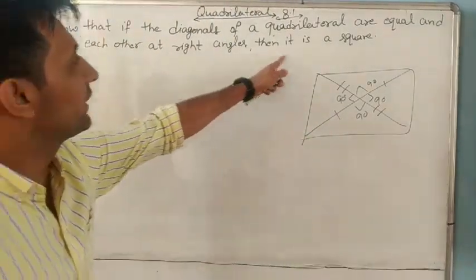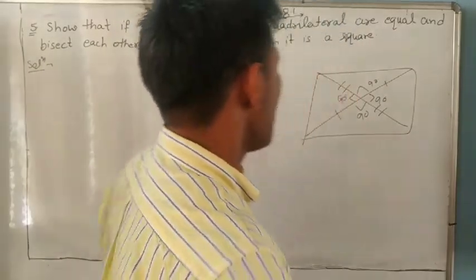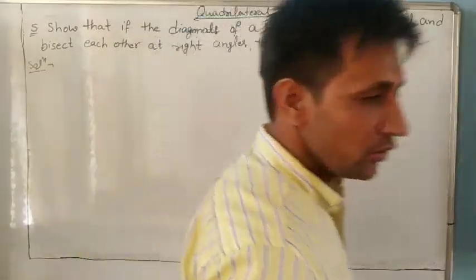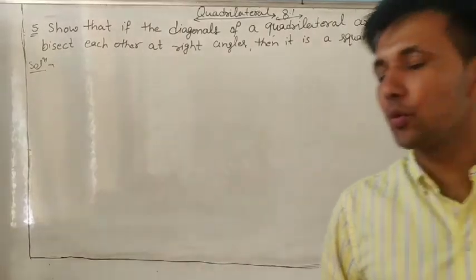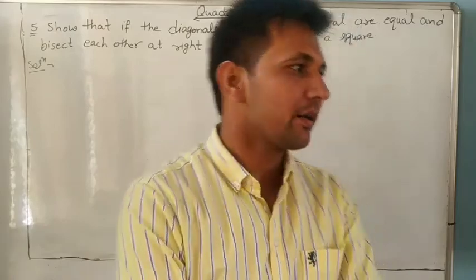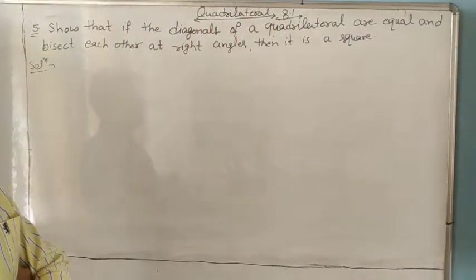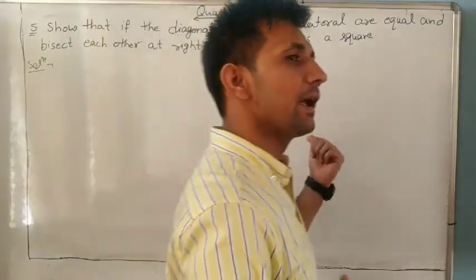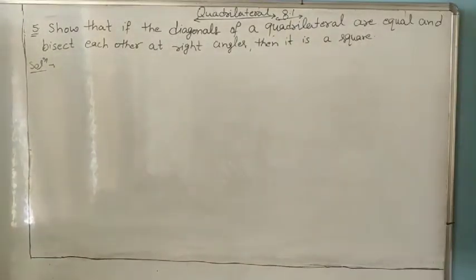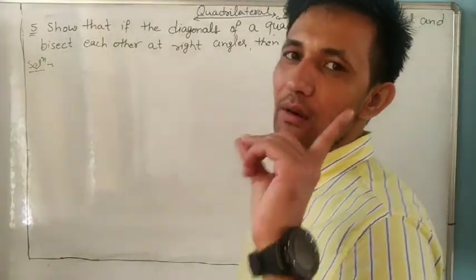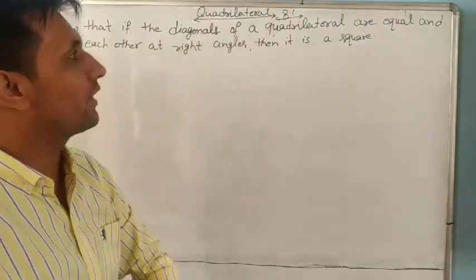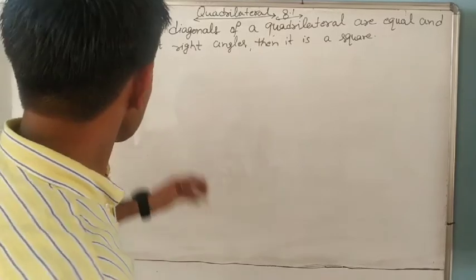Now we will prove that it is a square. And how can you prove that? I told you, if you want to prove that any quadrilateral is a rectangle, square or rhombus, first we have to prove that it is a parallelogram, because each rectangle, square and rhombus is always a parallelogram. So first we will prove that this quadrilateral is a parallelogram.